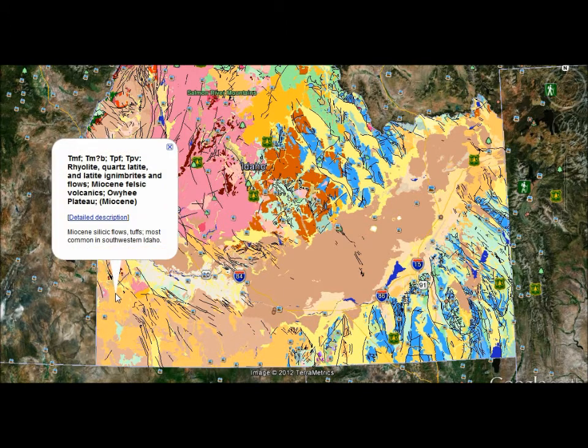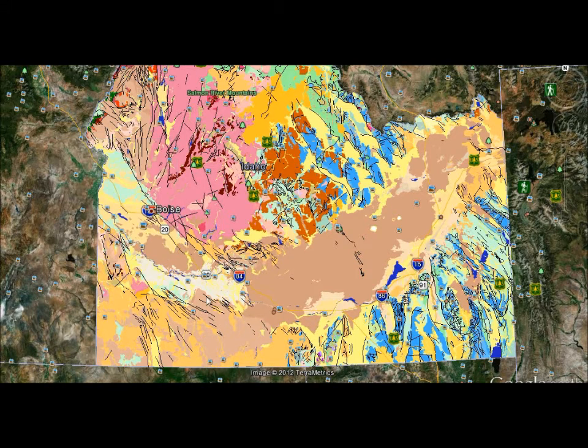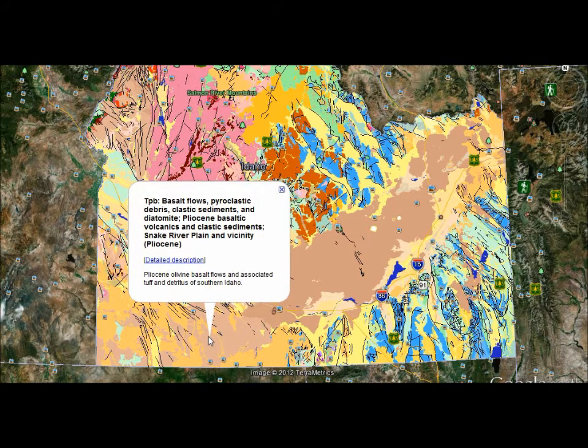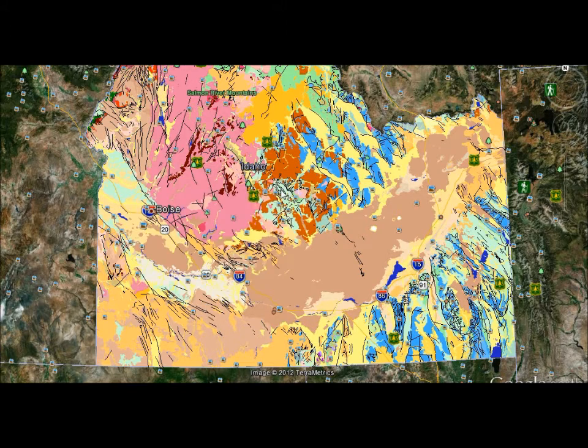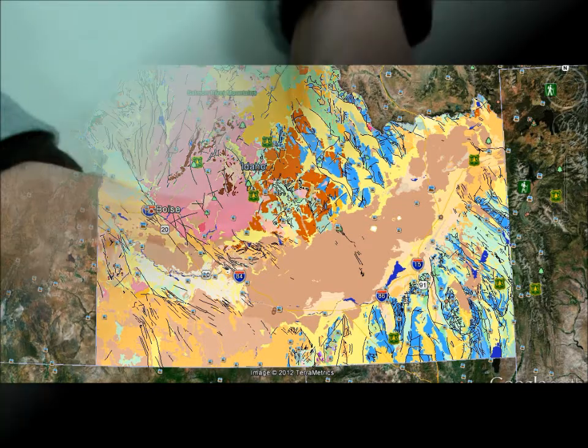Over here, we also have the rhyolite and the quartz latite, which comes from the Miocene felsic volcanoes. And down here in the darker area, we will have the basalt flows, which is the pyroclastic debris and clastic sediments from the Pliocene basaltic volcanoes. It also helps make up part of the Snake River Plain. And here in just a minute, we will go into a little further detail about the rock types, and you'll get to see some of them.